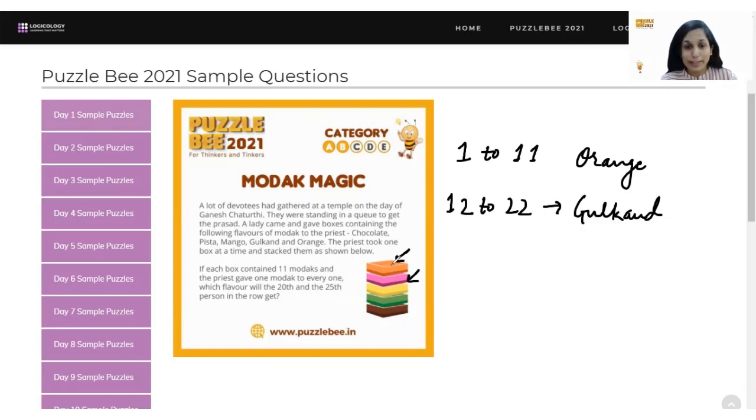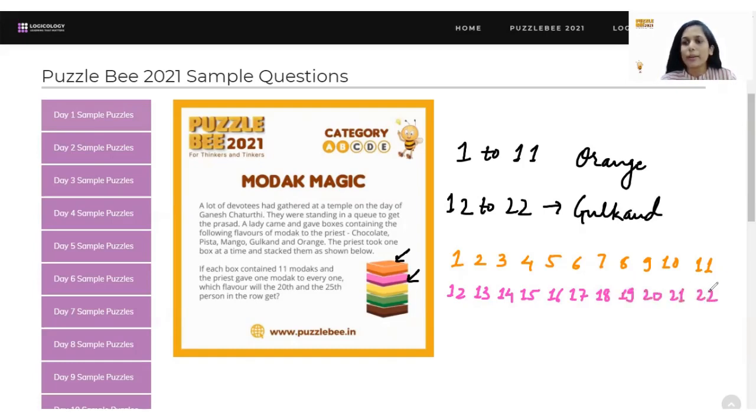Now you have 11 modaks in this orange box. Who will get them? 1, 2, 3, 4, 5, 6, 7, 8, 9, 10, and 11. The next 11 people are going to get from this pink box. Let me use pink color now. Which are the next 11 people? We have already counted till person number 11. So let's start from 12 now. 12, 13, 14, 15, 16, 17, 18, 19, 20, 21, and 22.